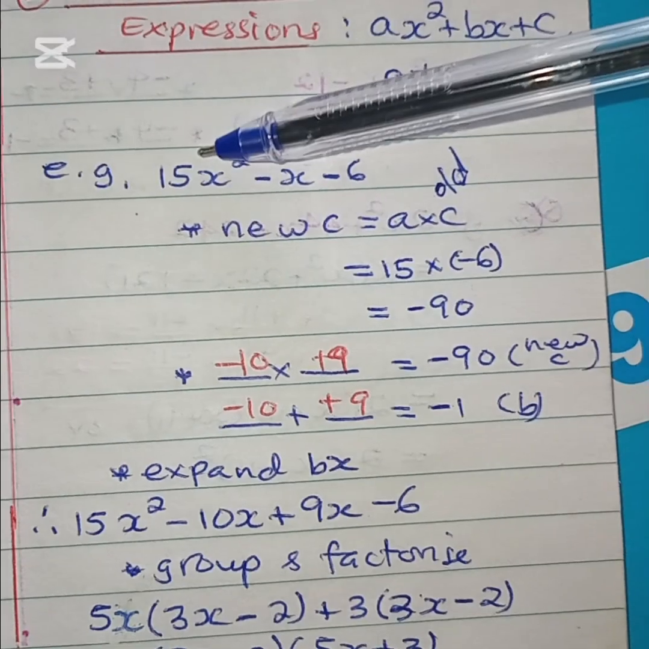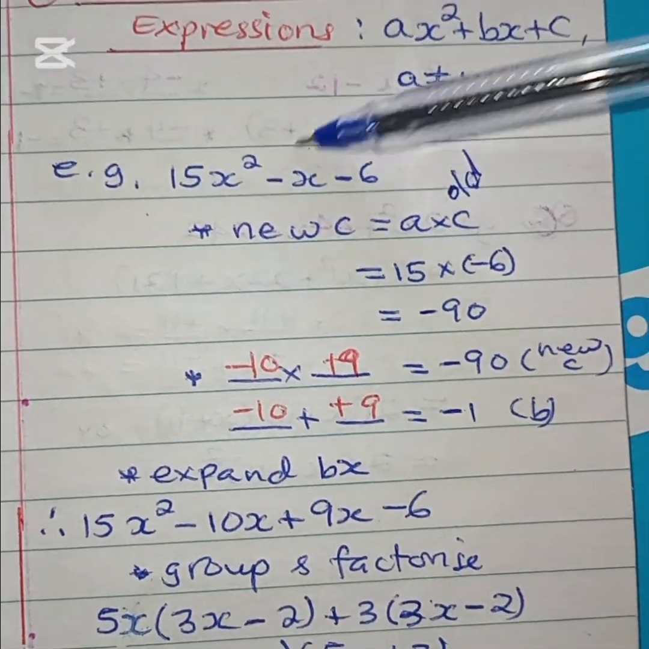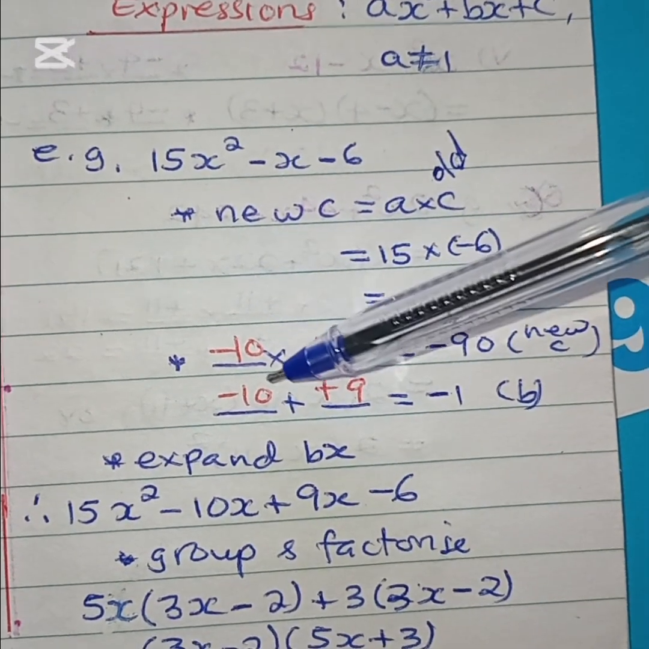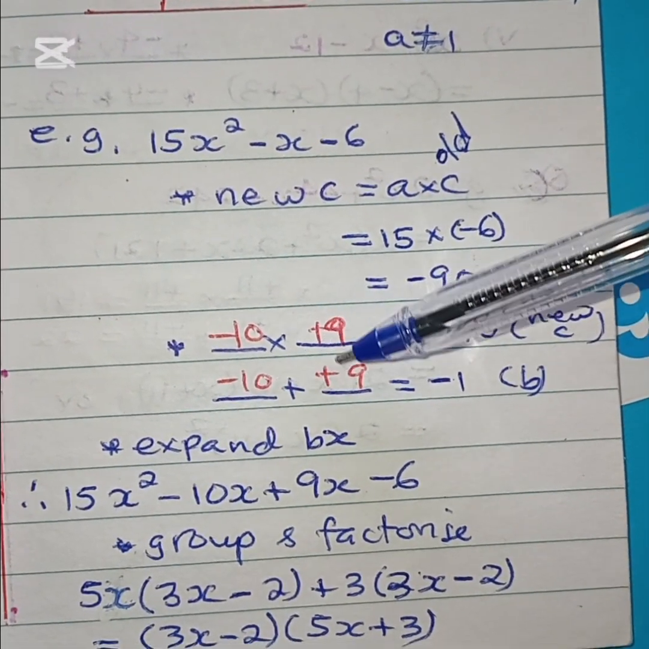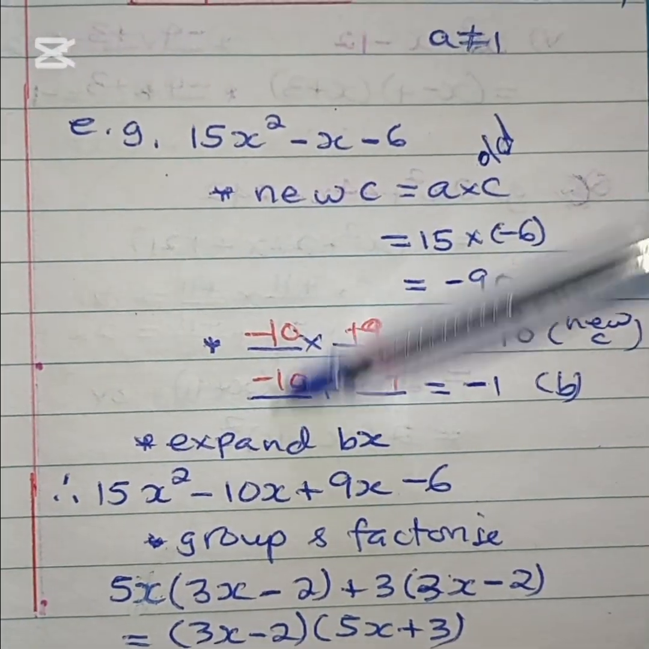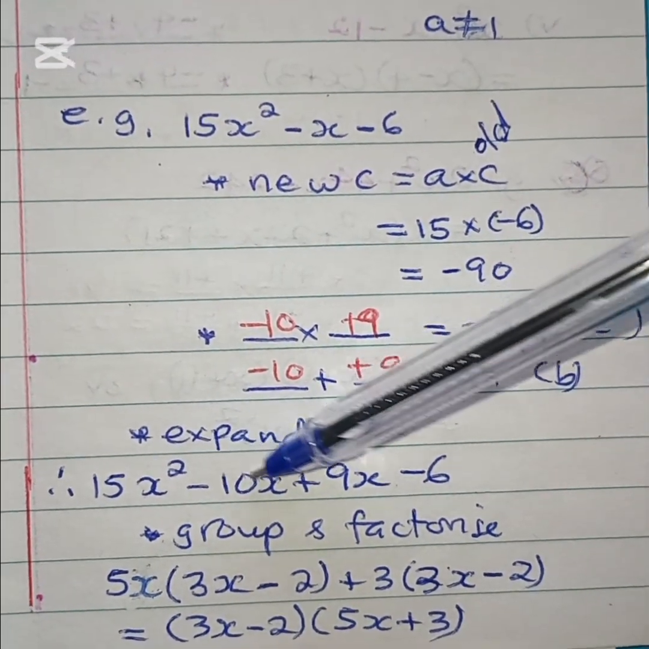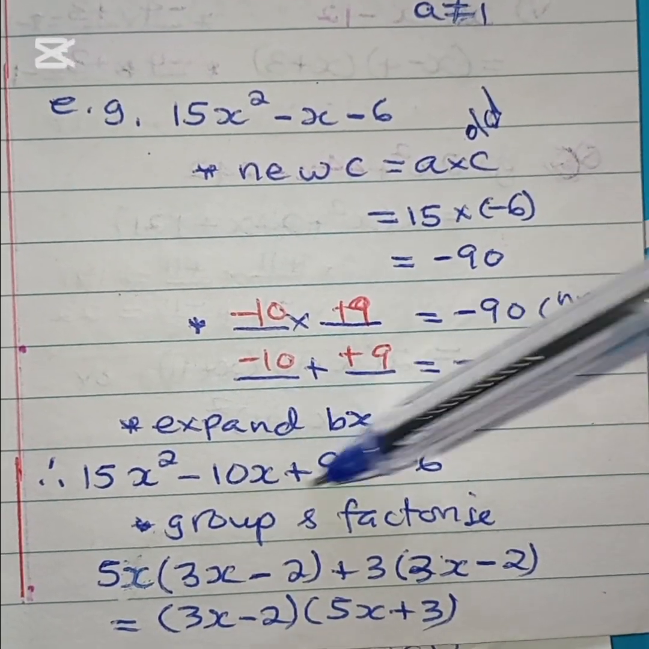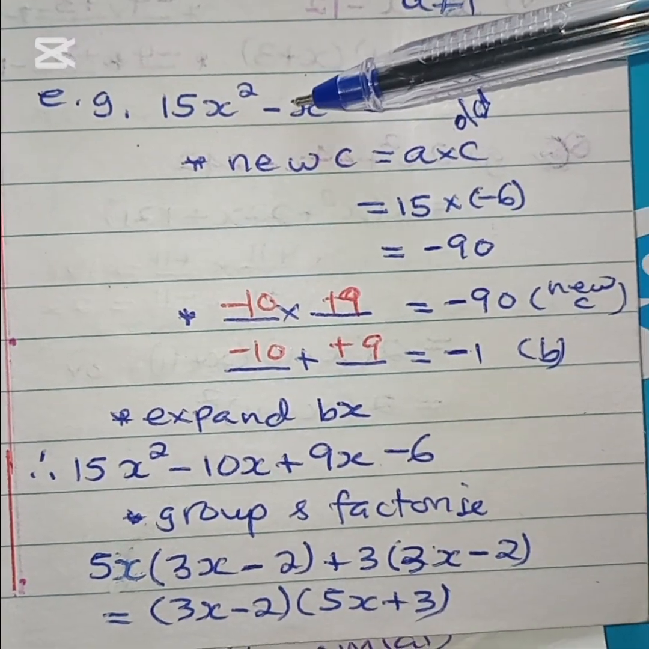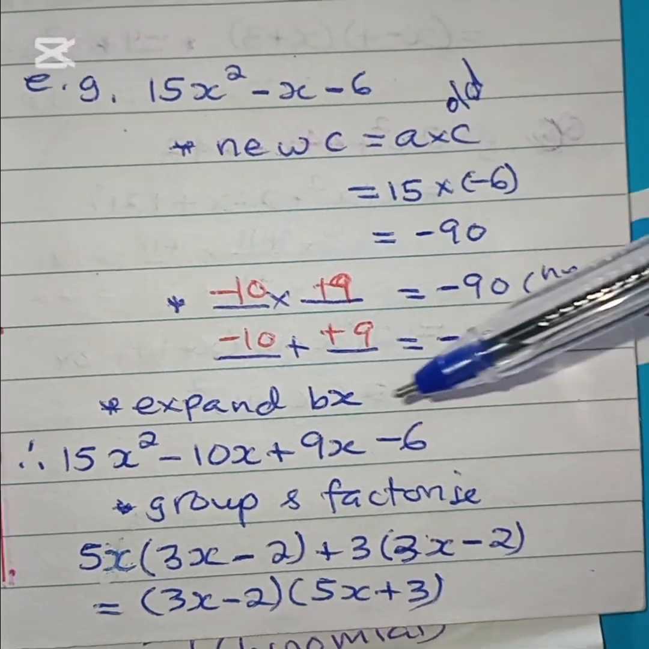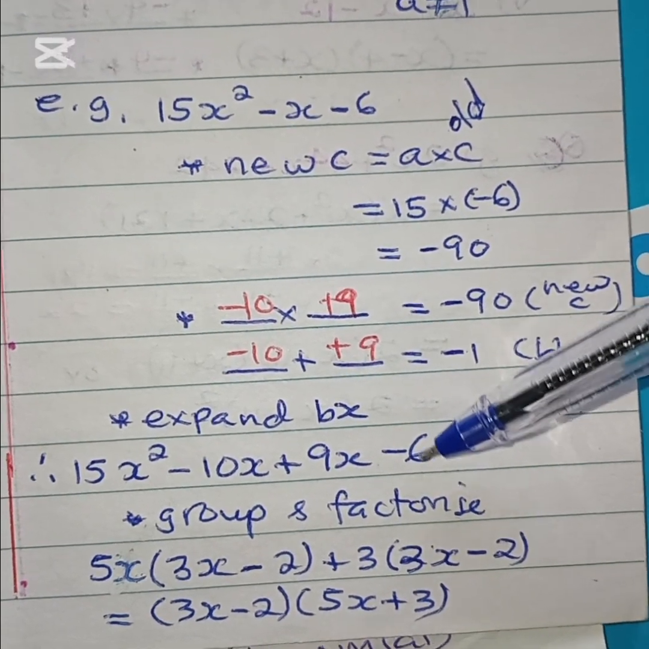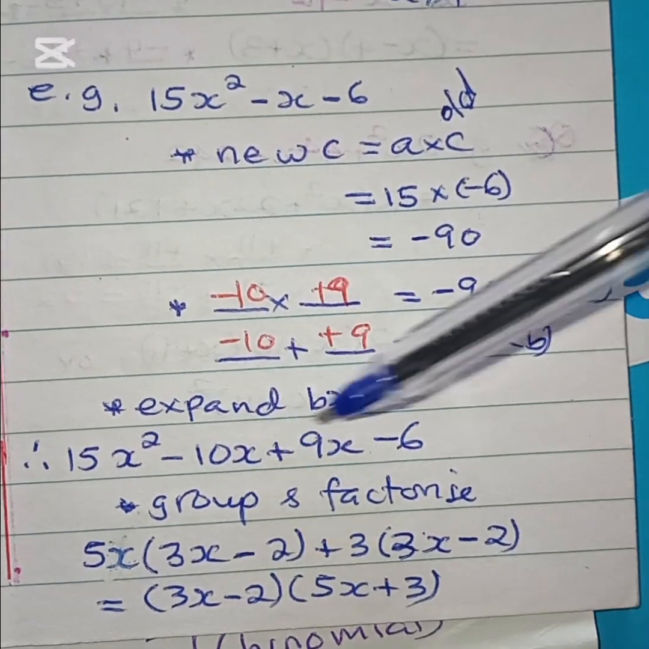We expand our expression, and instead of writing negative 1x, we write negative 10x plus 9x, like this: 15x squared, in the middle minus 10x plus 9x. These are the two numbers we get from here. Take note, when we add them, we still get back to the original, which is negative 1x. We complete by putting in negative 6. Now you see we have four terms.